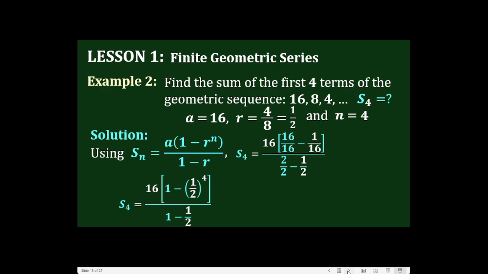Then we perform the indicated operation, which is the subtraction. 16 over 16 minus 1 over 16 is 15 over 16. 2 over 2 minus 1 half is 1 half. And you will notice that we can cancel 16 here. And the resulting expression is 15 over 1 half, or that is simply 15 times 2. And the answer is 30. That is the value of S sub 4, which is the sum of the first four terms. Next.